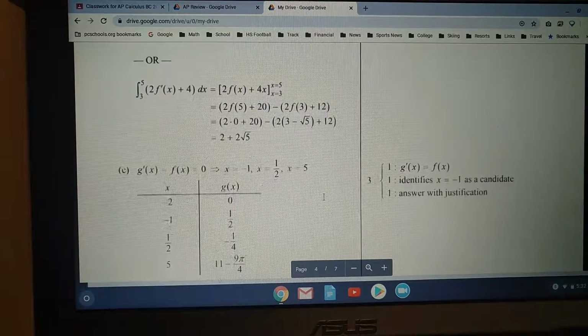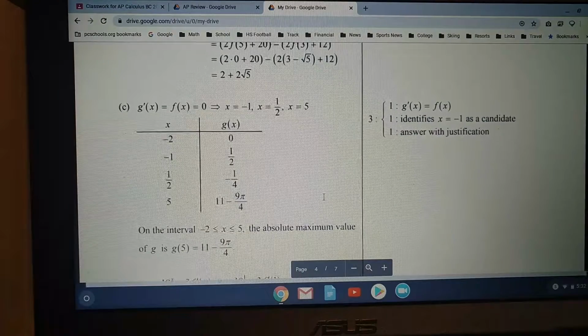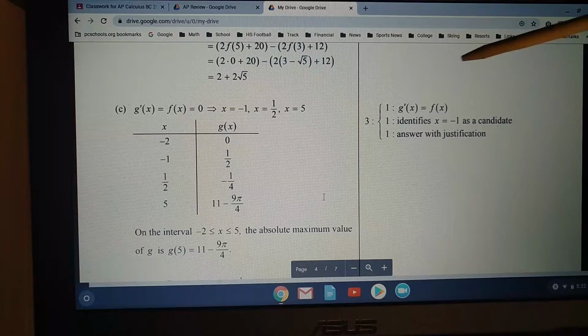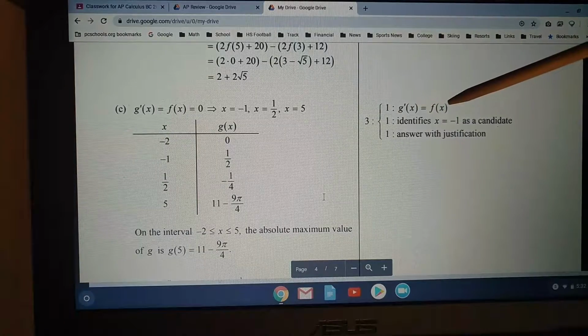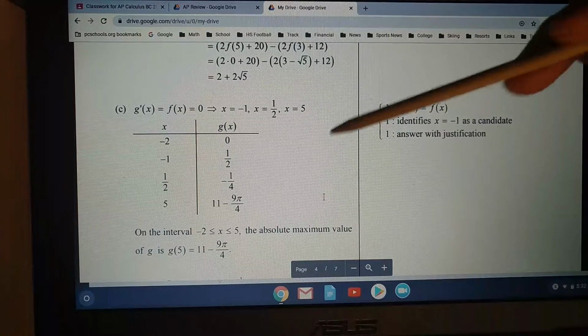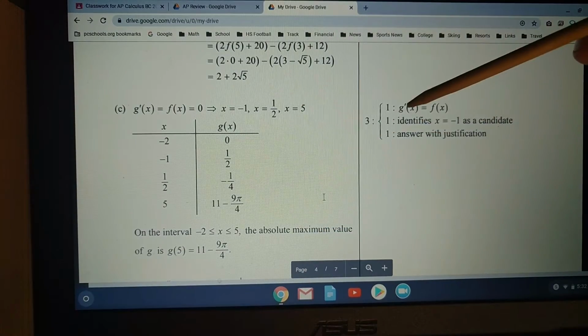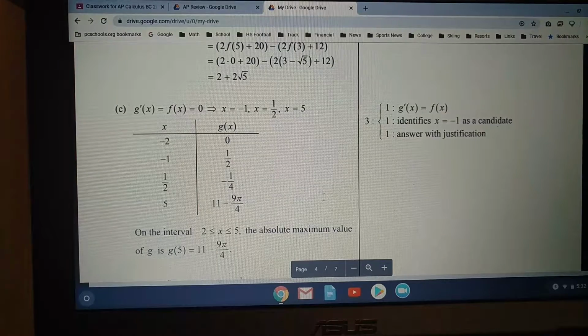Part C, we're looking for an absolute maximum on a closed interval with a continuous function. Perfect example for when we need to use the candidates test. So first we have to identify the relationship between g prime being equal to f of x. Somewhere that has to be indicated. It can be in the explanation, can be anywhere. We need to see that listed out somewhere. If it's not, you lose a point.